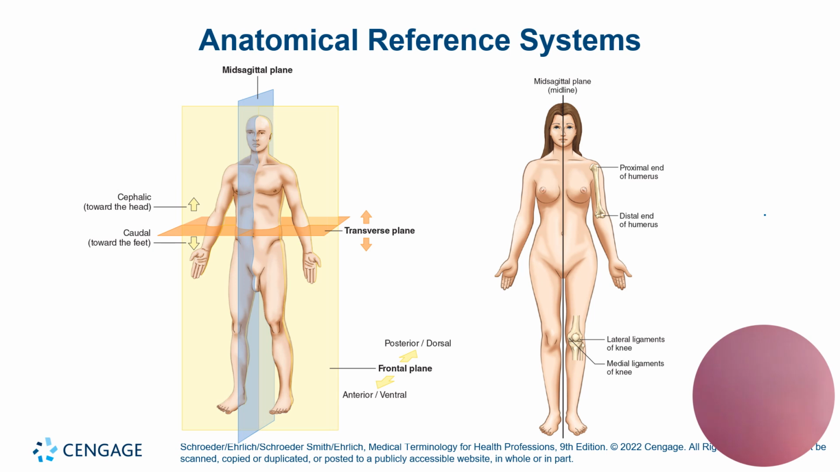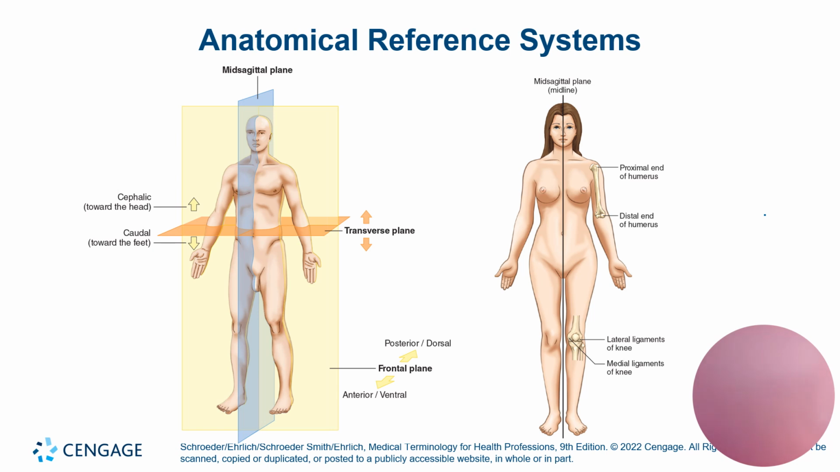Then we look at the body direction terms. This is a relative location of different sections of the body or of an organ. And it's described through the use of pairs of contrasting body direction terms. For example, we have ventral, which is opposite of dorsal, so it will refer to the front or the belly side. Dorsal, being the opposite of ventral, will refer to the back of the organ or the body.